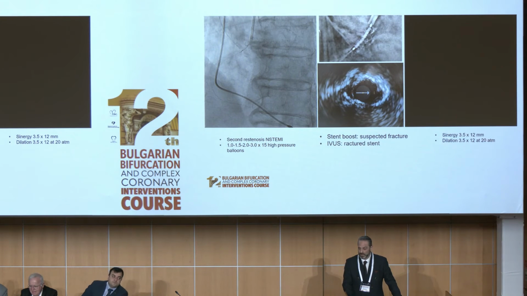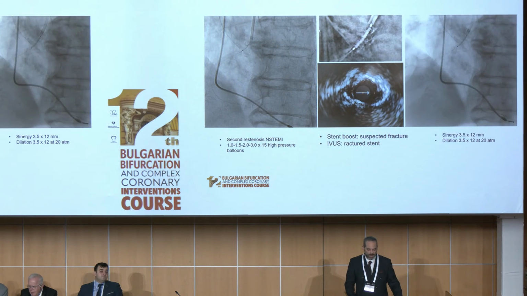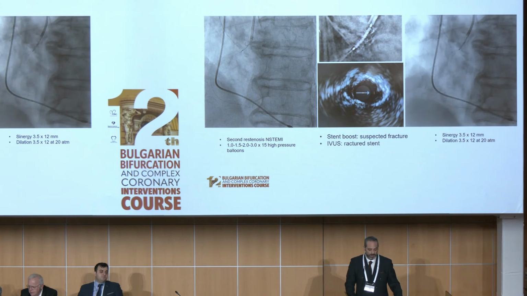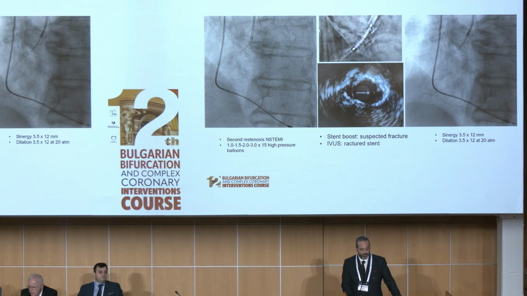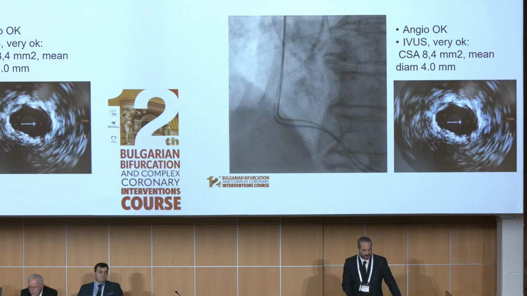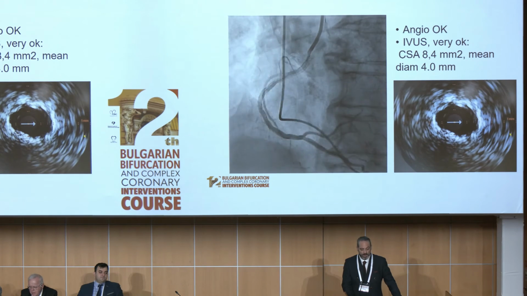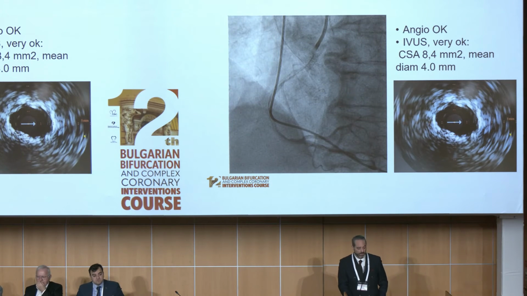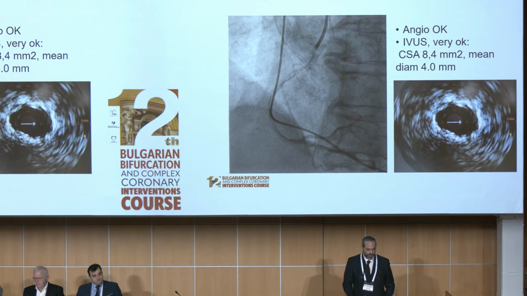We put in an IVUS, and we saw something not good on the surface of the stent, like one or two struts again not aligned. So we covered with a DES with a different drug, a Synergy 3.5, dilated, and this is the final result. You see that on IVUS the result is okay, and the cross-sectional area is good.